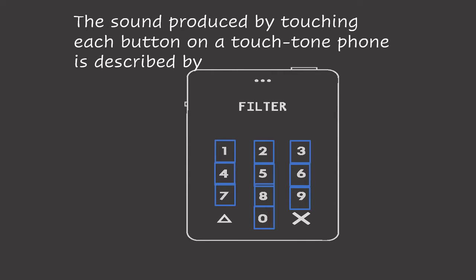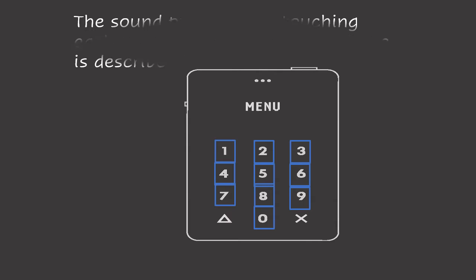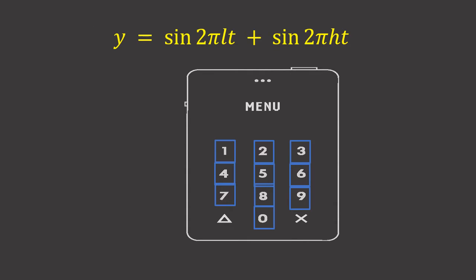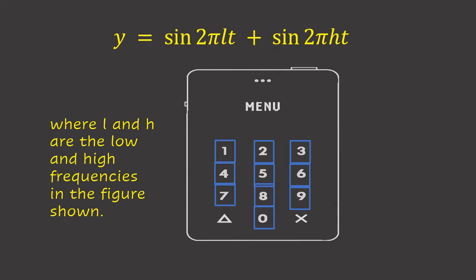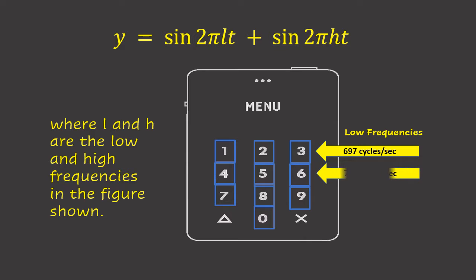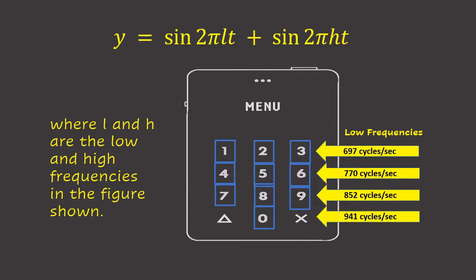The sound produced by touching each button on a touch-tone phone is described by this formula, where L is the low frequency and H is the high frequency. So the low frequencies are, and the high frequencies.